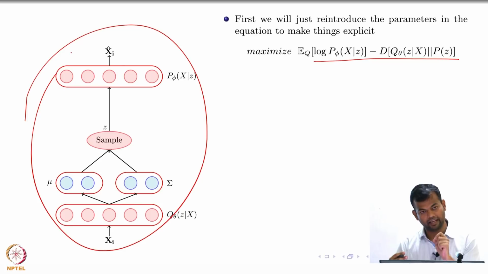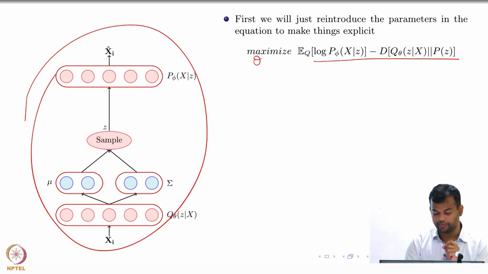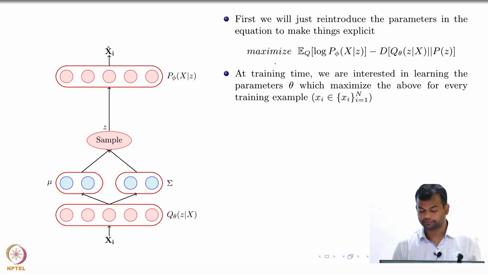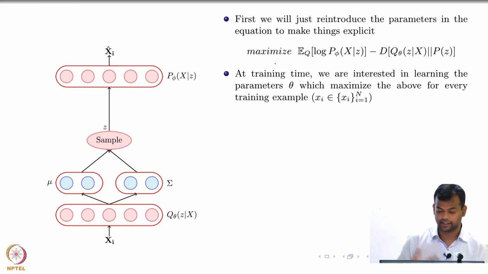And now the only job left is, one is that this optimization function is with theta phi. We need to add this, okay? And the other thing is to show that this is tractable. Fine. So now let's get into training.